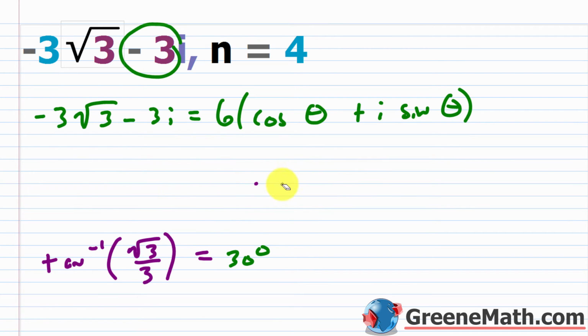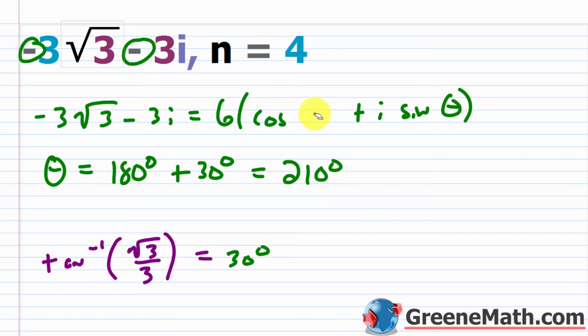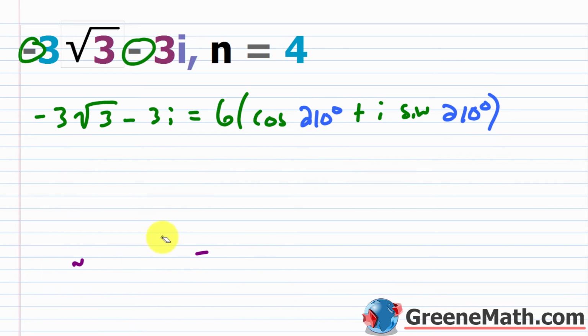Let me erase this, and let's think about where this complex number would be if we graphed it. So this is negative, and so is this, right? So I have a negative real part and a negative imaginary part. So from the origin, I would go to the left, and then I would go down, okay? So that means I'm going to be in quadrant 3. So my theta here would be 180 degrees plus the reference angle of 30 degrees, which is 210 degrees, okay? So I can just erase this, and I'll go ahead and put 210 degrees there. So 210 degrees.